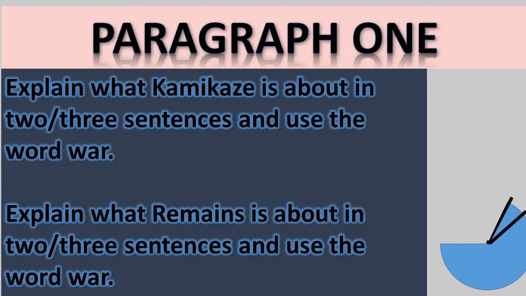What we're going to need to do is make sure that we are carefully telling the examiner what the poem's about, how it relates to that theme, a little bit about the context, but very, very quickly. So explain what Kamikaze is about in 2 or 3 sentences, and in those sentences use the word war. Tell us how it relates to the theme in the question. And then once you've done that, in the same paragraph, explain what Remains is about in 2 or 3 sentences and use the word war. You've got 5 minutes to do that. You're going to hear from me when that time is up.